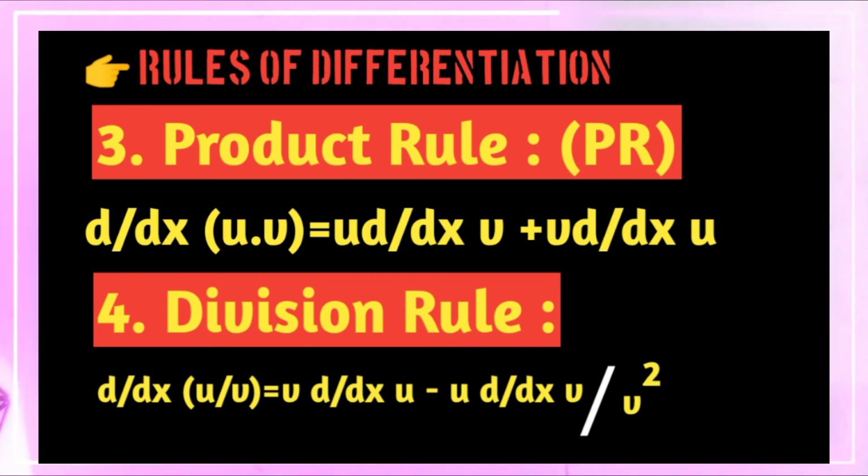Now next, very useful, that is quotient or division rule, in which we are given y equals u upon v. So derivative of y is always the denominator into derivative of numerator, that is v into du upon dx, minus numerator into derivative of denominator, that is u into dv upon dx, whole upon denominator square. So these are the basic rules of differentiation.